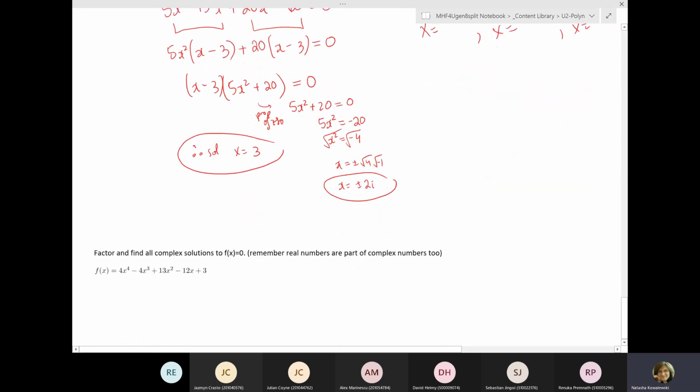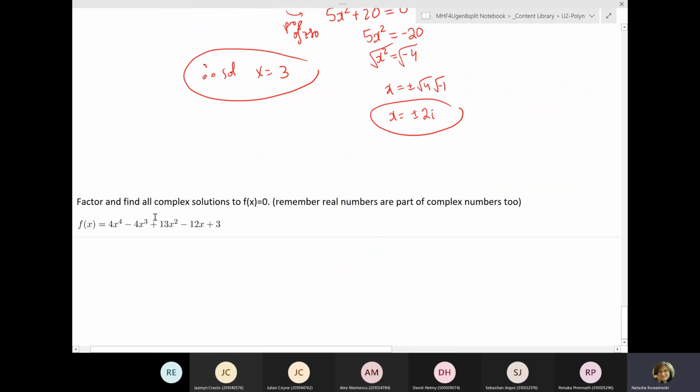All right, so your task would be also to factor and find all the complex solutions of this polynomial if it was equal to 0. Remember, real numbers are also part of complex numbers. So you could say that this is a complex number too, because 3 plus 0i could be recorded in that complex way, right? So if there's no questions, I will stop the recording.